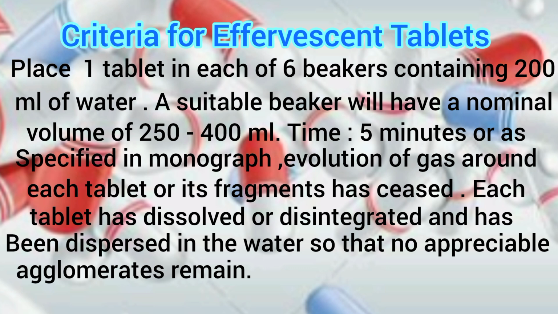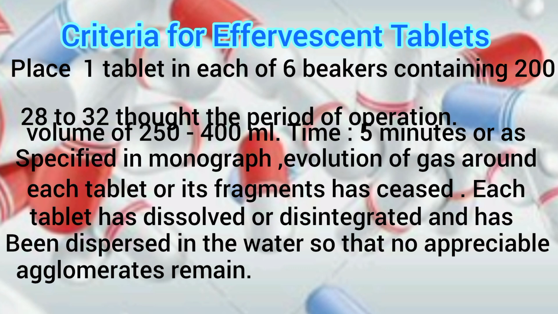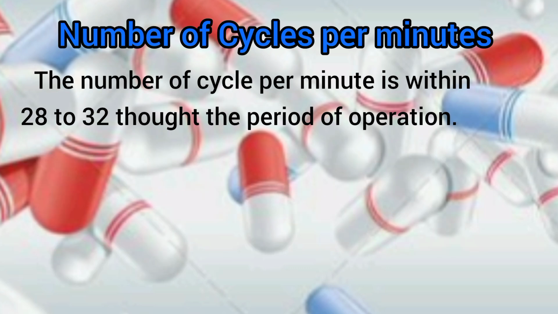A suitable beaker will have a nominal volume of 250 to 400 milliliters. Time, 5 minutes or as specified in monograph. Evolution of gas around each tablet or its fragments has ceased. Each tablet has dissolved or disintegrated and has been dispersed in the water so that no appreciable agglomerates remain. Number of cycles per minute: the number of cycles per minute is within 28 to 32 throughout the period of operation.